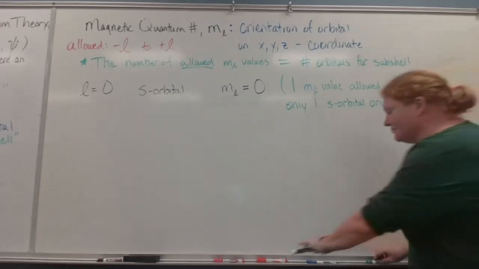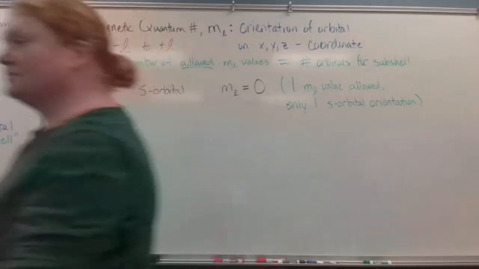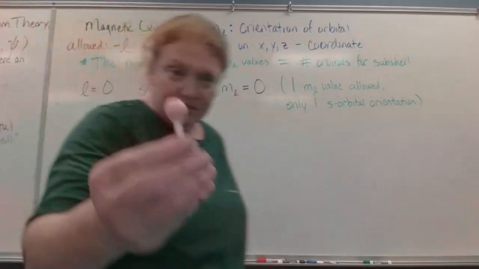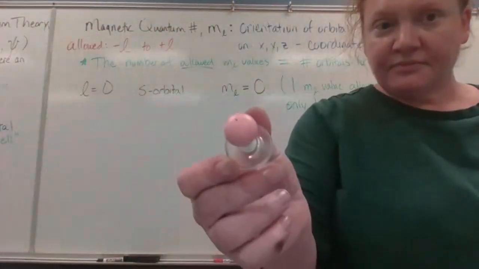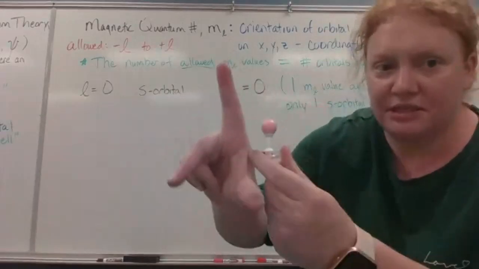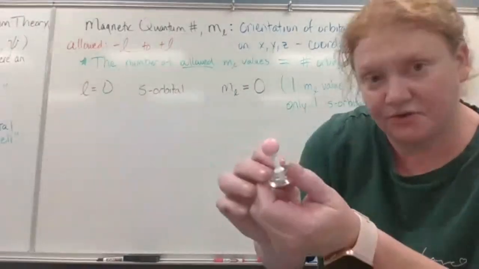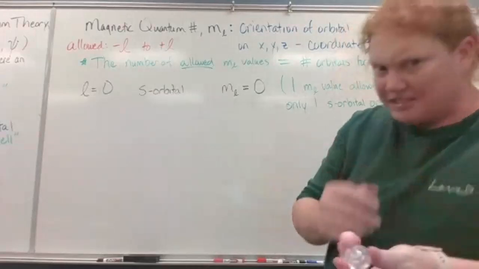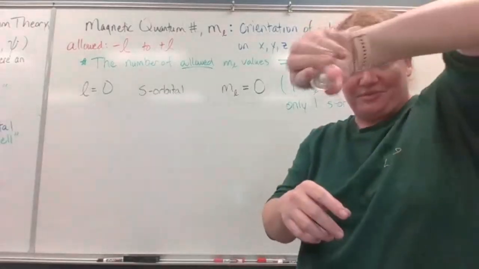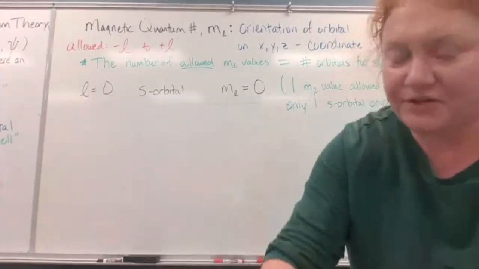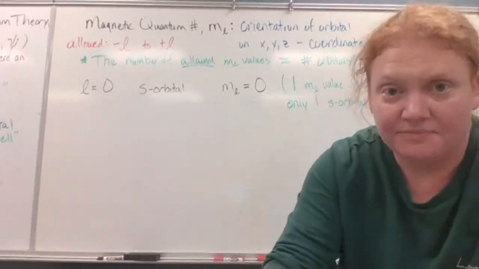There's only one, and it's the sphere. And it looks like this. In a 3-dimensional system, is there any other way to have a sphere oriented that would be different from any other way? No. A sphere is a sphere is a sphere.